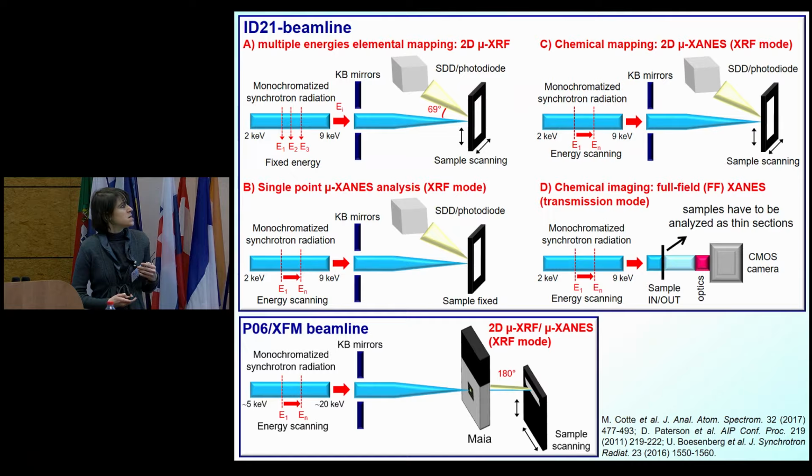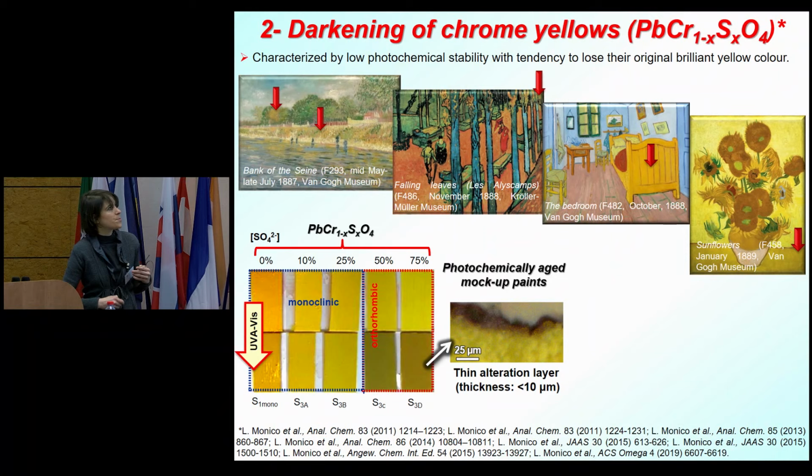So, starting with the darkening of chrome yellows. From a chemistry point of view, chrome yellows belong to the class of lead chromate-based pigments. These pigments are known for their low photochemical stability over time. Here you have some examples that we had the opportunity to study, where the chrome yellow is degraded, is altered. The analysis on original paintings has been combined with studies on mockups prepared with in-house synthesized chrome yellow powders containing different amounts of sulfur.